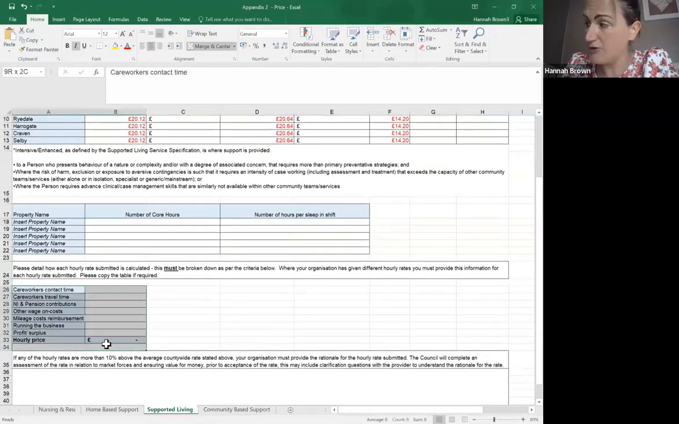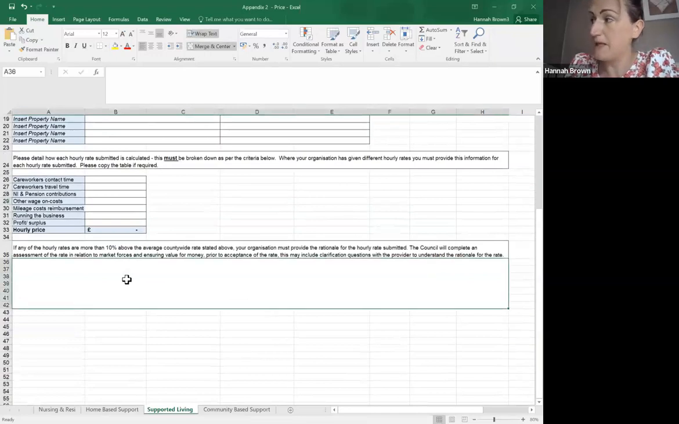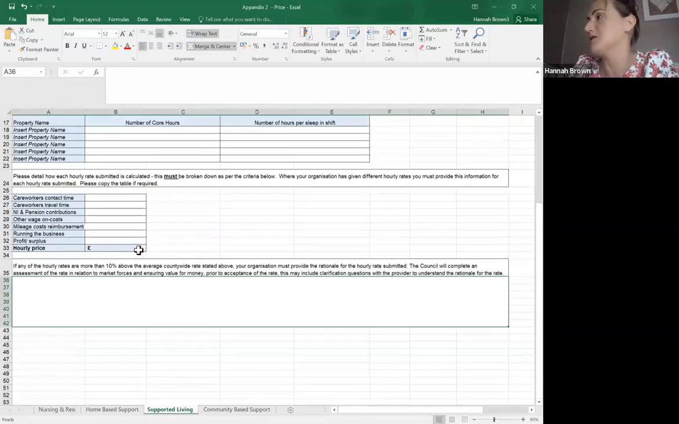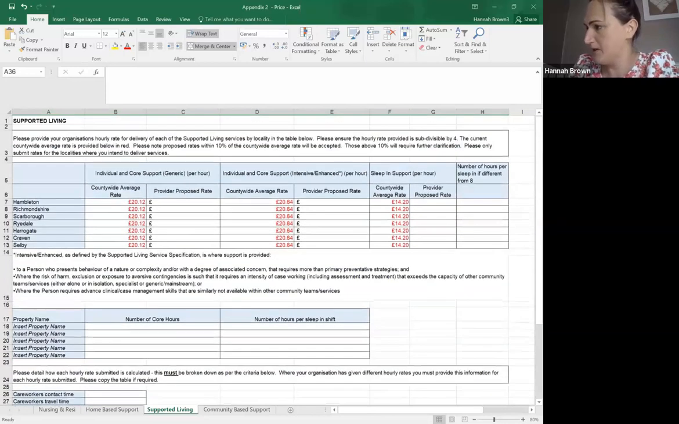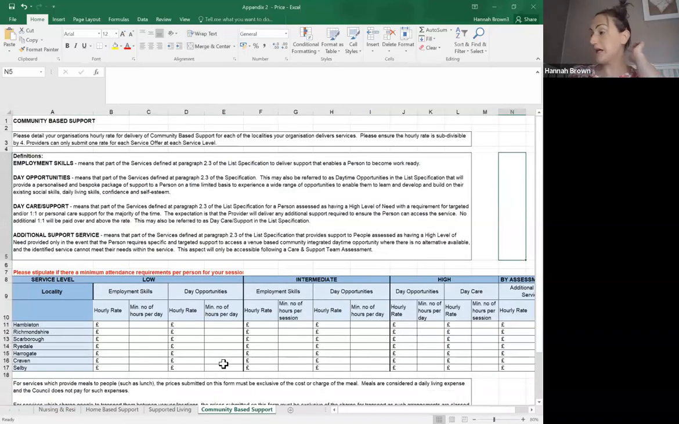Again, the common feature around asking you to break down your rate, and again, that's in line with the HCA costing model. And then that familiar box at the end here, which just asks you to provide a rationale for your rate if it falls outwith 10% of that county-wide average that we've provided above. So some similarities there between the home-based support and supported living pricing submission. And then lastly, I'll just move on to the community-based support tab.